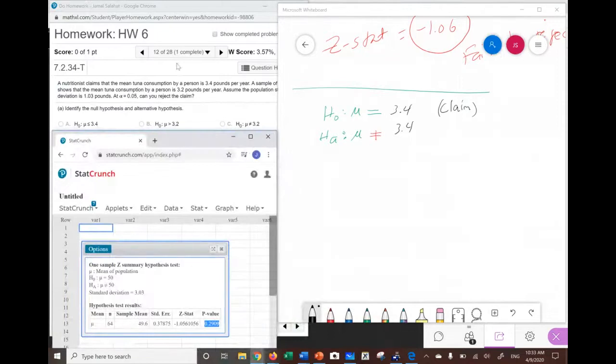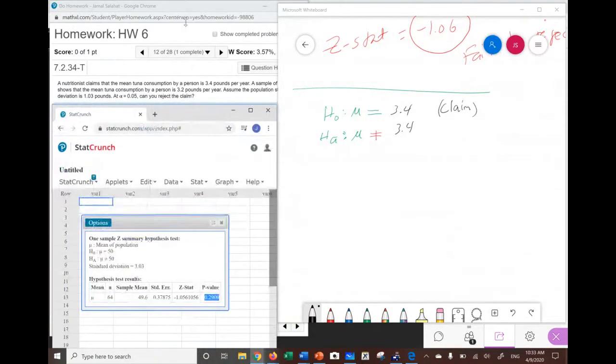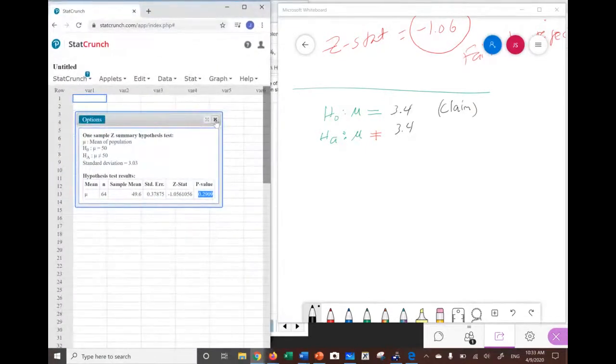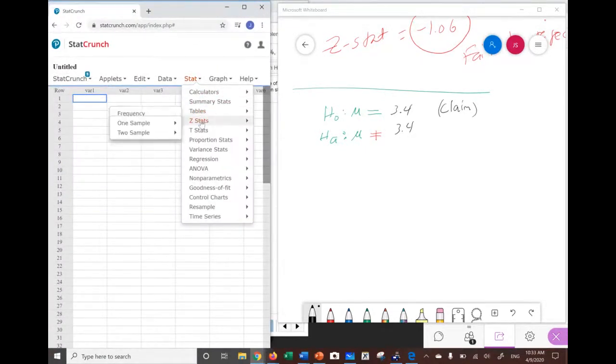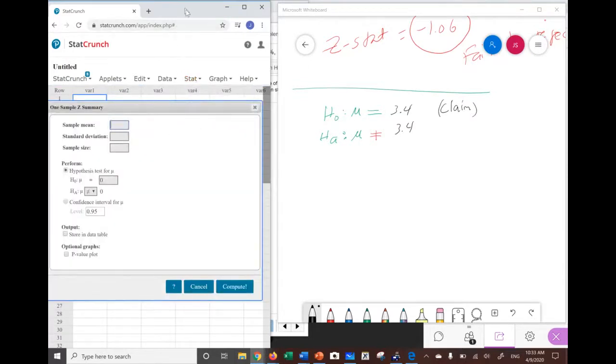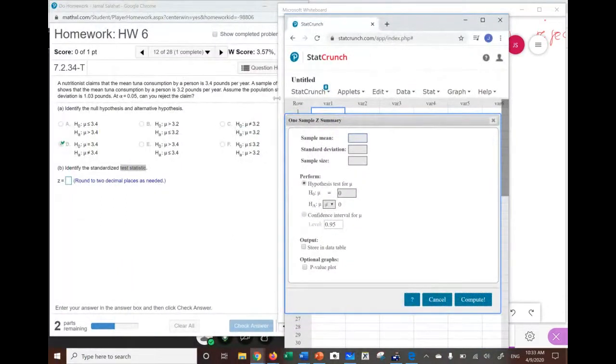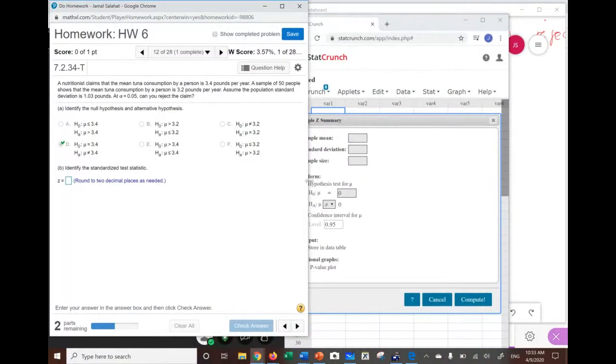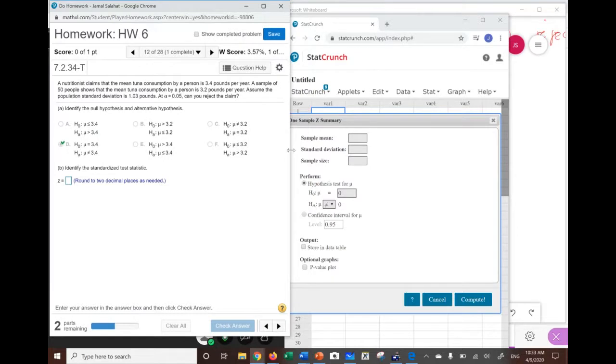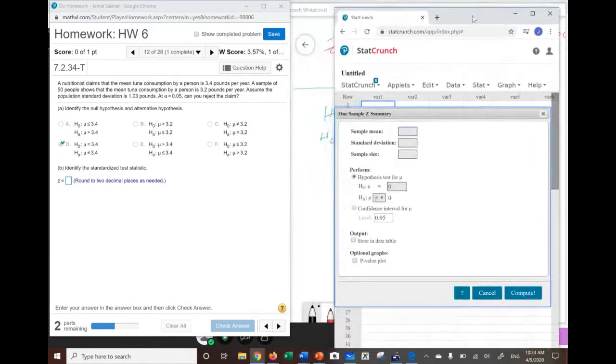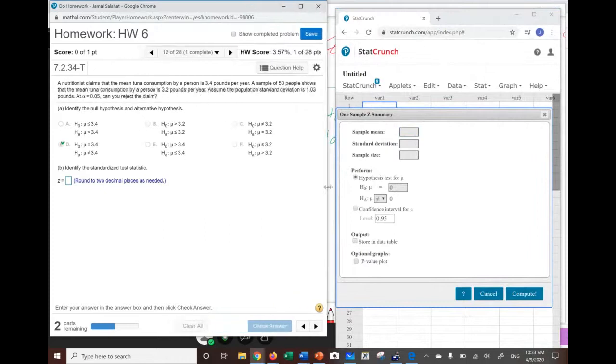Again, let me open StatCrunch. Okay, I'm going to follow those steps. Stat, Z-stat, one sample with summary. I'll move this to this side here, and I'll copy from my problem. What does the sample mean? Notice that in the problem they said a sample of 50 people. So in this case, this 50 represents the number of people in my sample. So I'm going to put the 50 as the sample size.